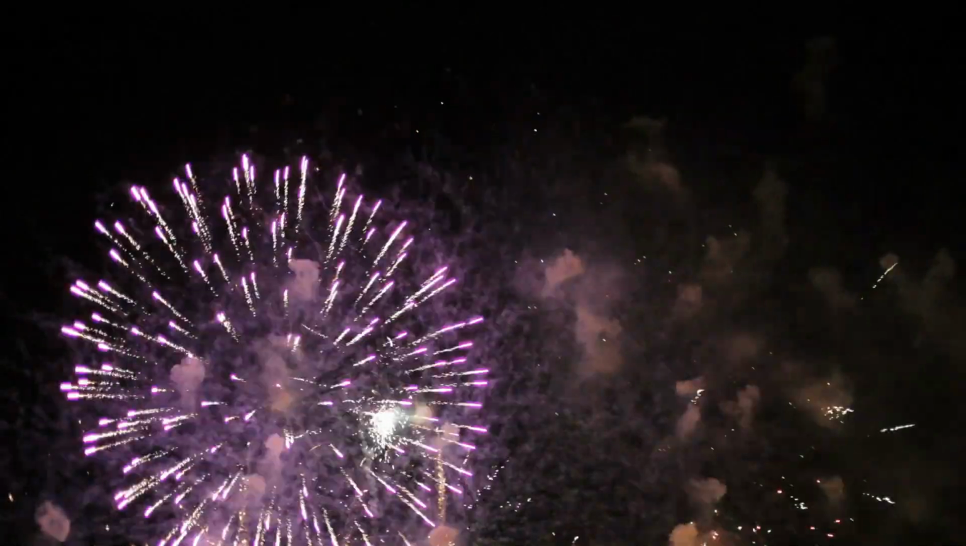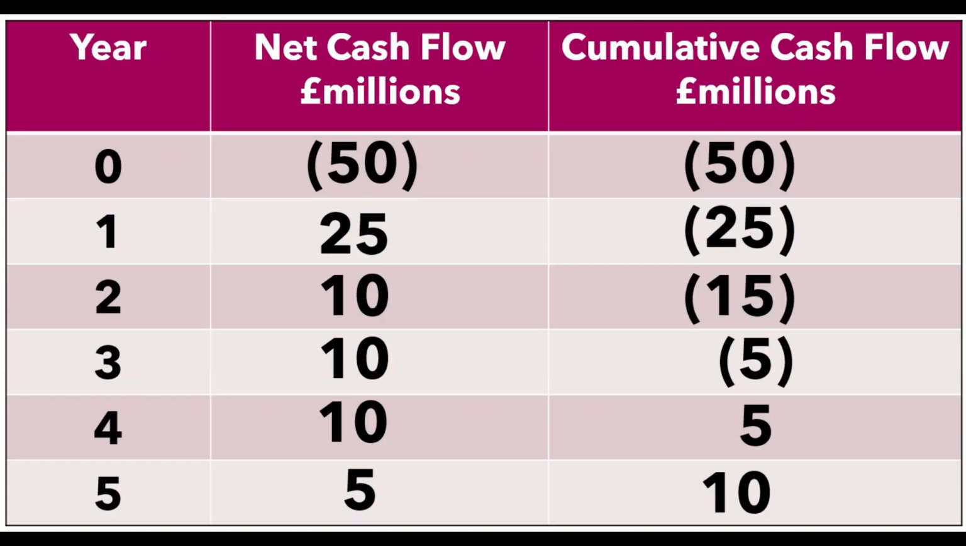Nice. However, Payback only cares about when we reach the repayment value of £50 million. So we need to calculate the exact point in year 4 that we recovered the full cost of our investment. Okay, so how much money were we still short of at the start of year 4? The answer is £5 million. Okay, and how much money are we getting in during year 4? The answer this time is £10 million.